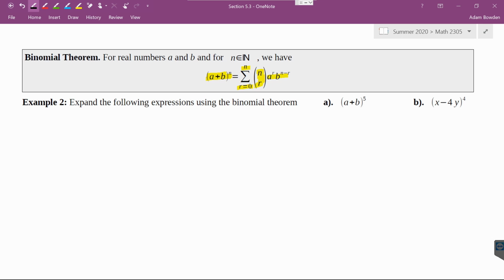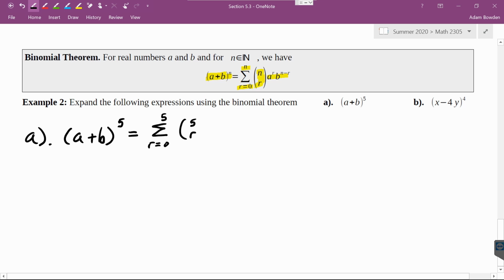So when we look at this first example here, which says a plus b raised to the 5th power. So from the binomial expansion, this would be the summation r equals 0 to 5 of 5 choose r, a to the r, b to the 5 minus r. So what I'm going to do is use this inner form to construct each term and then add them together with our summation. So the first term, since r starts from 0, would be 5 choose 0, a to the 0, b to the 5 minus 0.